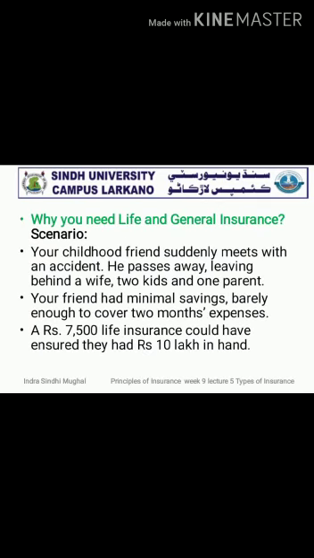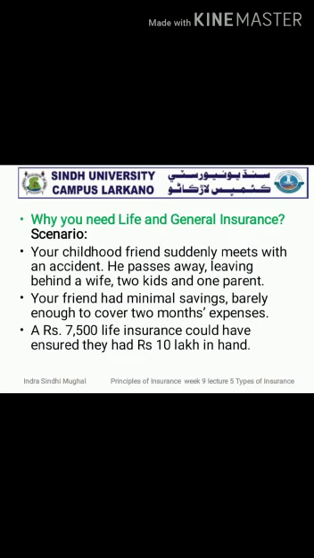In this slide we discuss why you need life insurance. Consider this scenario: a friend of yours meets with an accident. He unfortunately passes away and is survived by a wife, 2 kids, and one elderly parent.